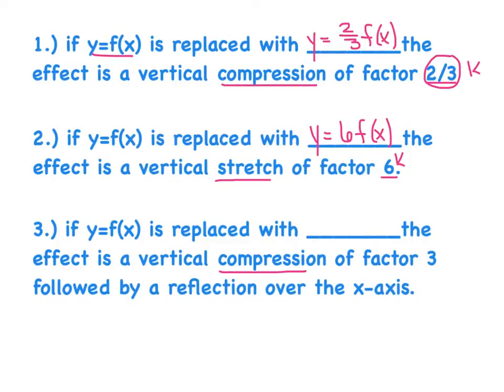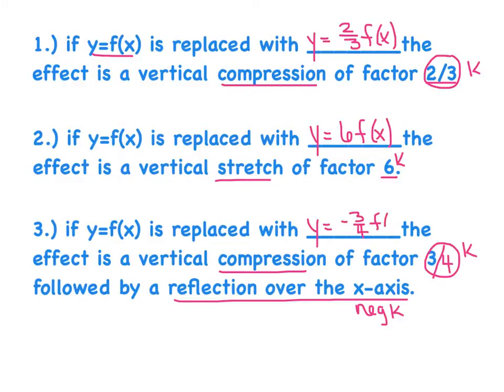Whoops, I got a little typo here. I meant for this to say 3/4. So it's a vertical compression of 3/4, so that's my k value right there. But it also says it's followed by a reflection in the x-axis. So that means we're going to negate k as we type it in. So we got y equals negative 3/4 times f of x. And that would get it done.